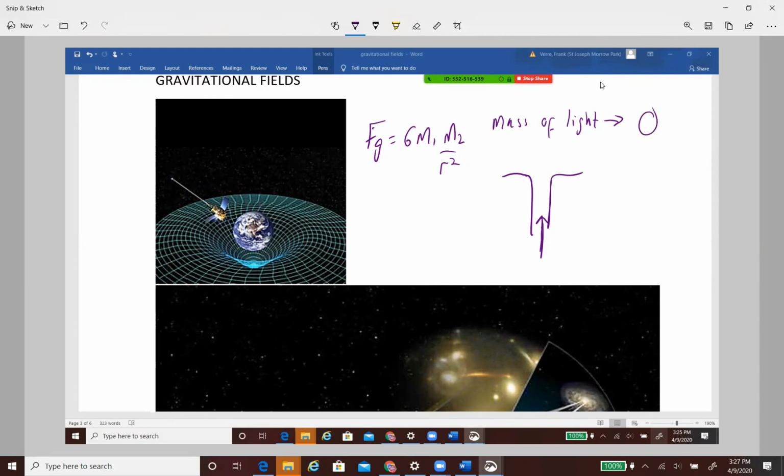If we put 0 in this equation, then how is it that light is affected by massive objects? Because it is. Obviously, there's a limitation to this equation. Something is missing, and that has to do with the explanation of what gravity actually is. This equation allows us to calculate the force of attraction, but it's a limited understanding. Who came up with this equation?